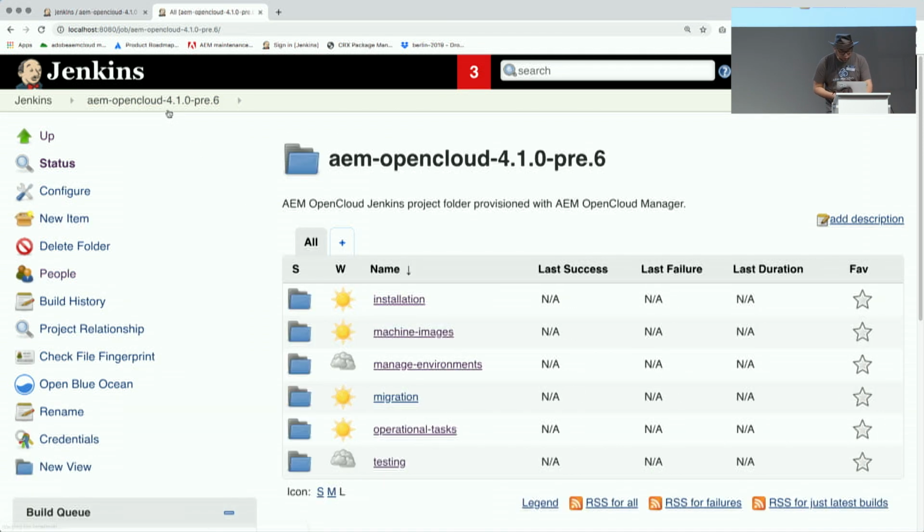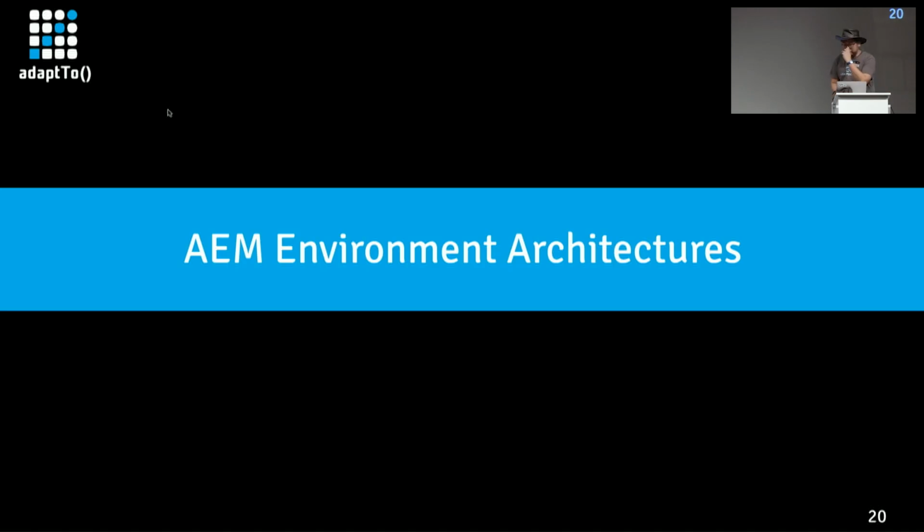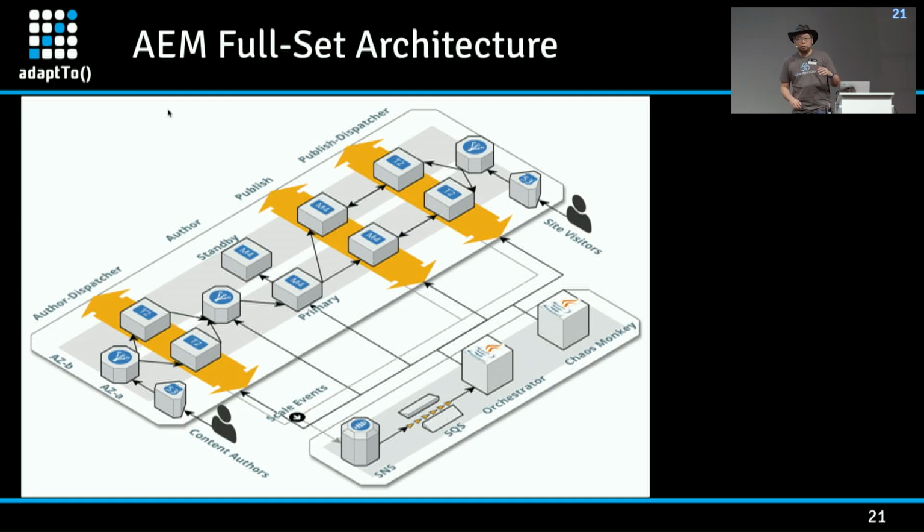OK, let's switch back to the next section. Now, AEM environment architectures. AEM OpenCloud supports 2 architectures, but the design allows us to create more architectures in the future. This is what we call the full set architecture. It has an auto-scale group of author dispatcher, publish and publish dispatchers, with an author primary and author standby.